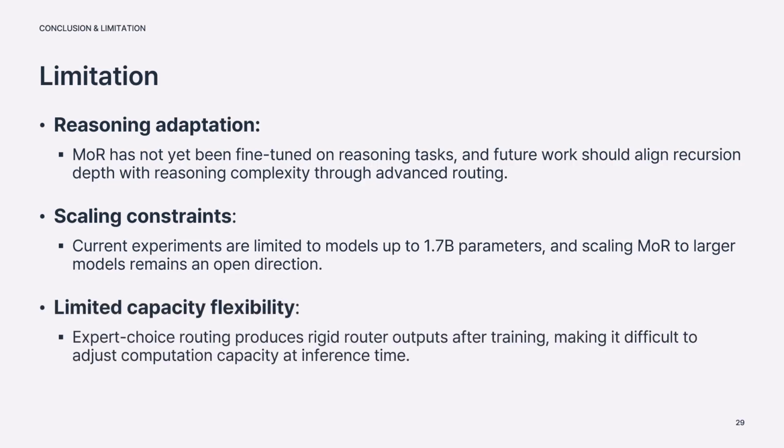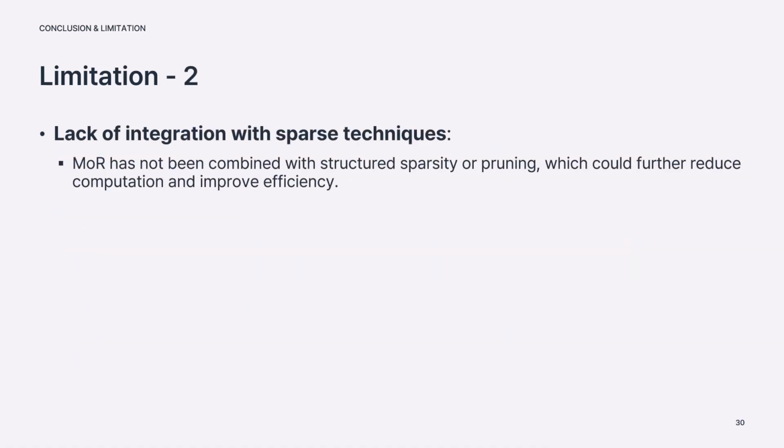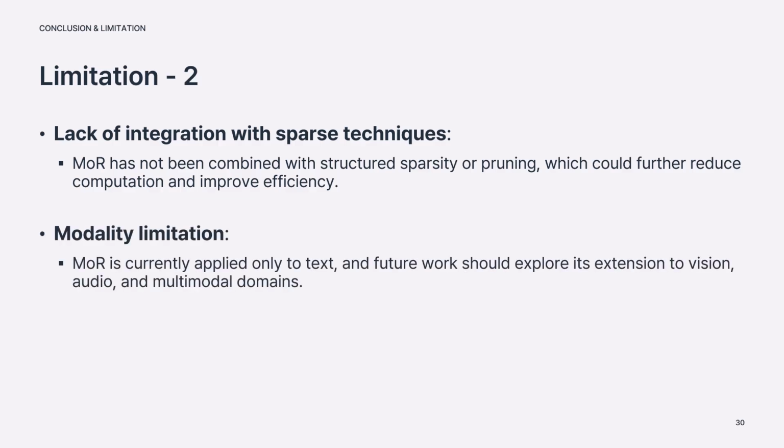Third one, limited capacity flexibility. Expert choice routing produces rigid router outputs after training, making it difficult to adjust computation capacity at inference time. Fourth, lack of integration with sparse techniques. MoR has not been combined with structured sparsity or pruning, which could further reduce computation and improve efficiency. Lastly, there is a modality limitation. MoR is currently applied only to text, and future work should explore its extension to vision, audio, and multimodal domains.